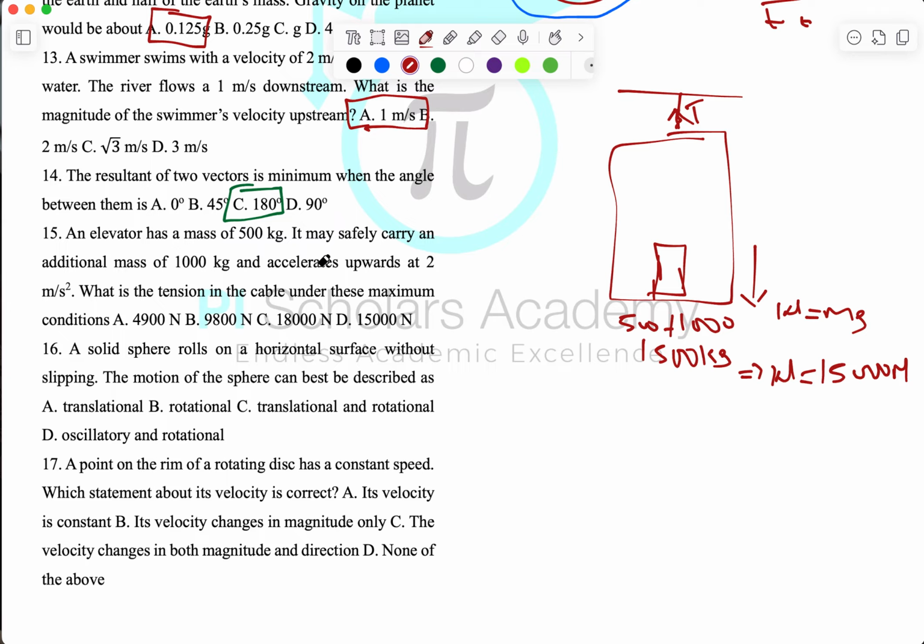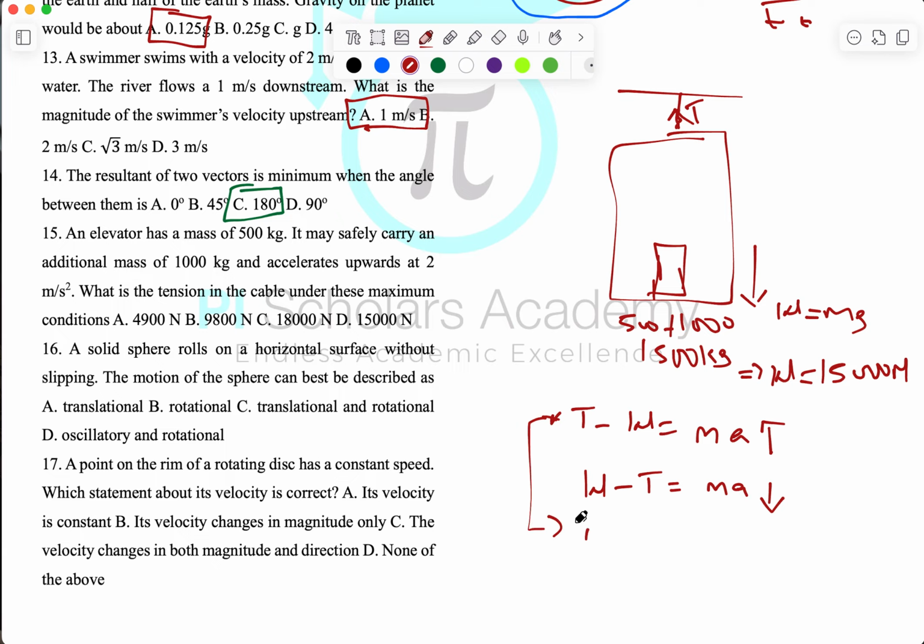So it says that if it accelerates upward at 2 meters per second squared, whenever you have an elevator like this, what you want to do is analyze where the motion of the elevator is going. Is it going upward or is it going downward? Now, if it is going upward, that implies that your net force is going to be tension minus weight, which will be equal to mass times acceleration. This is if it is going upward. But if it is going downward, it will be weight, because weight is the force acting downward there. So weight minus tension will be equal to ma. This is if it is going downward. So I'm going to be using this first one in this case.